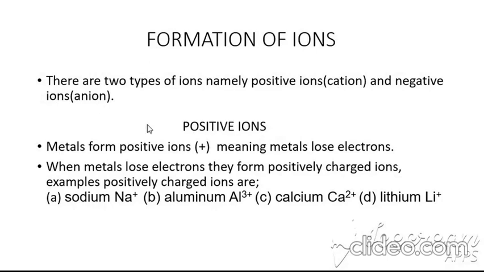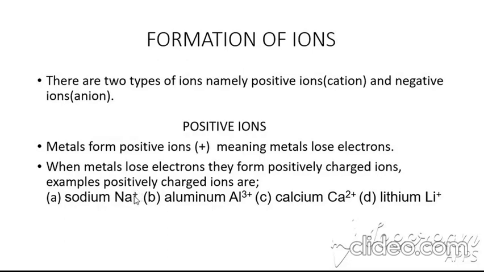Now let's look at positive ions. Metals form positive ions, meaning metals lose electrons. When metals form positive ions, it's just an indication that they lose electrons. So when metals lose electrons, they form positively charged ions. An example of a positively charged ion is the sodium ion. This plus you are seeing here shows it's an ion.